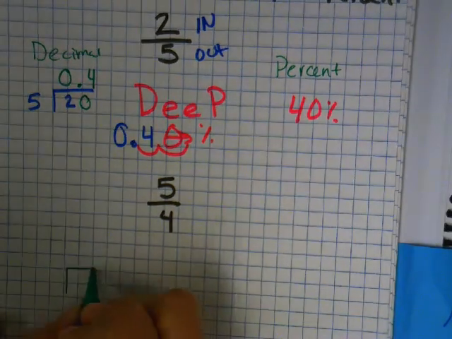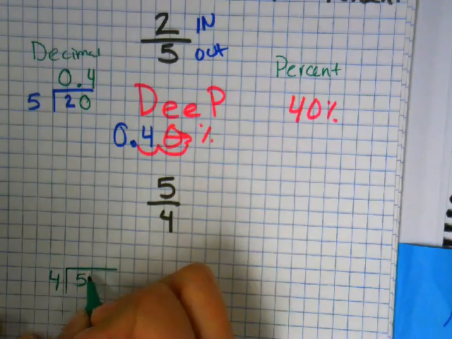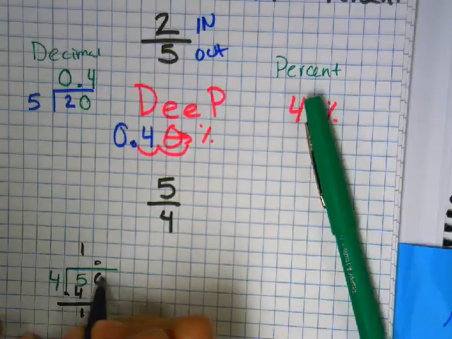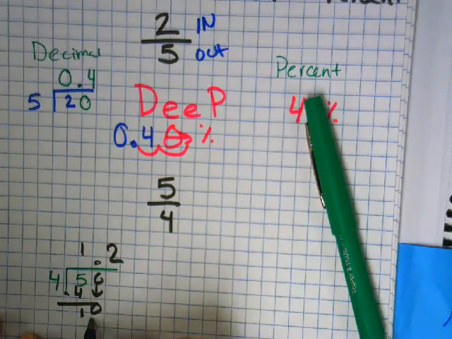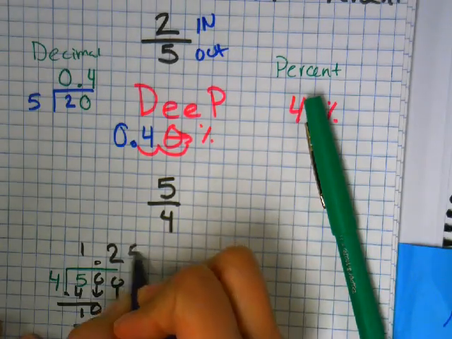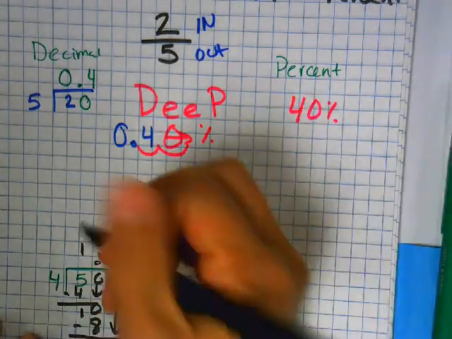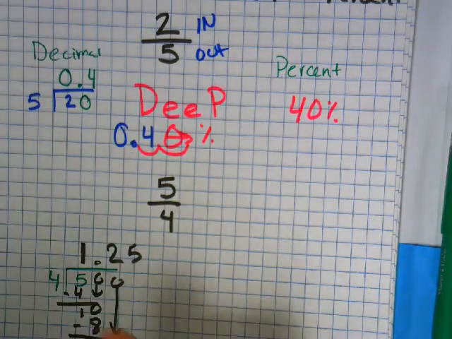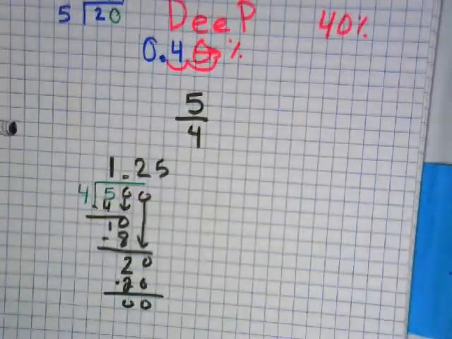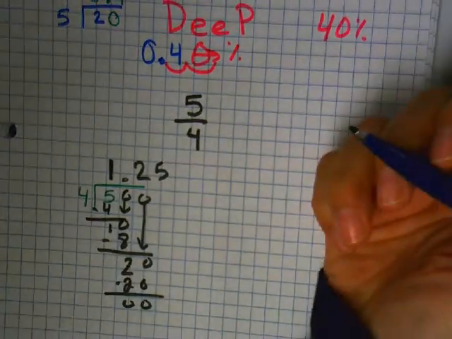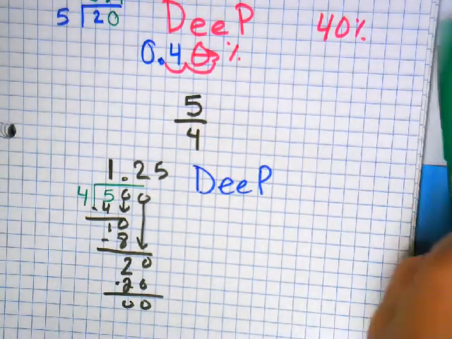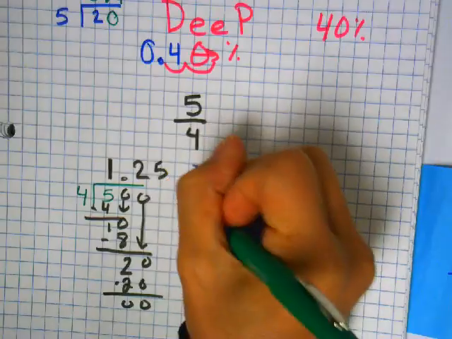All right, what do we get? 1.25. Very good. So my decimal is 1.25. What would be my percent? So either multiply by 100 or think of the word. 125%. Yeah, exactly. So you start where the decimal's at.